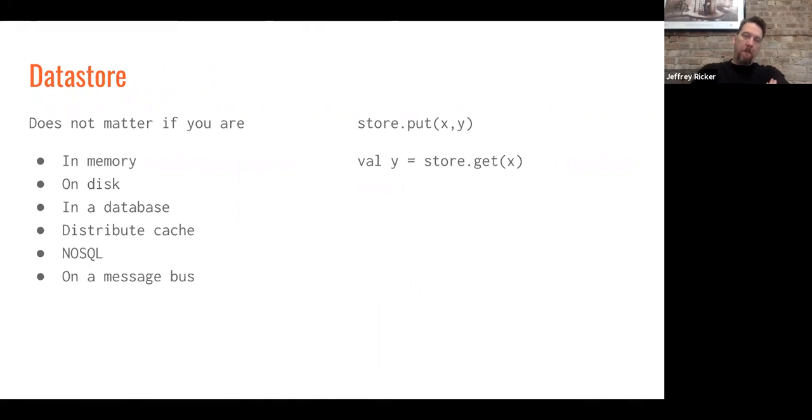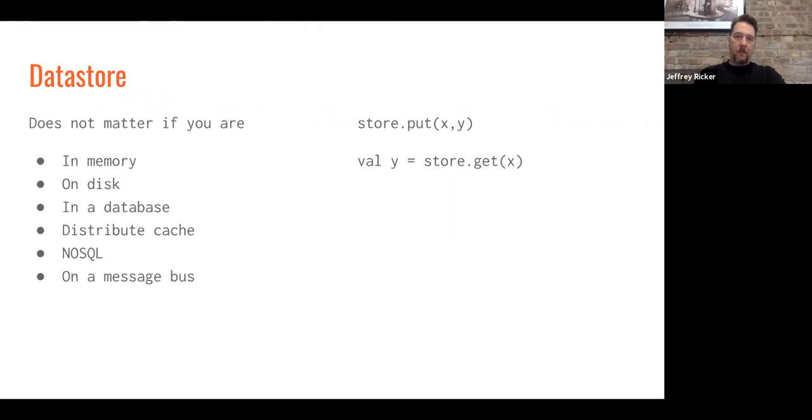And to that point, you have to have some place where you're keeping state. We call that in these slides a data store. And it doesn't matter if it's a database, if it's in memory, if it's cache, if it's on disk, if it's a distributed cache like MemSQL or a NoSQL database, or even a message bus. You are always following two steps. You're either storing a key value pair or you're getting a value for a key. That's universal. That's what you have to do in order to maintain state.